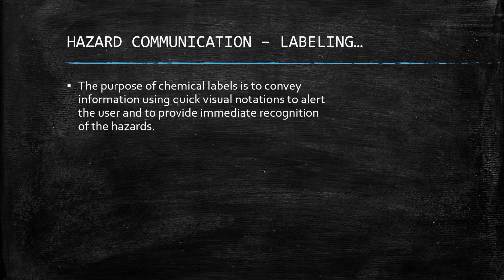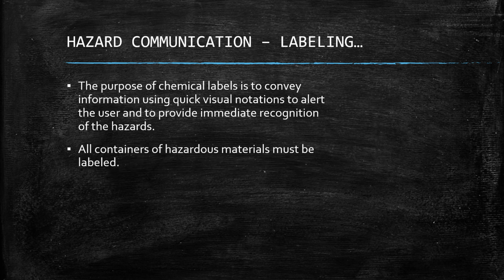The purpose of chemical labels is to convey information using quick visual notations to alert the user and to provide immediate recognition of the hazards. Labels must also provide instructions on how to handle the chemical, so that users are informed on how to protect themselves. All hazardous chemical containers must be labeled at all Wausau Supply Company locations.